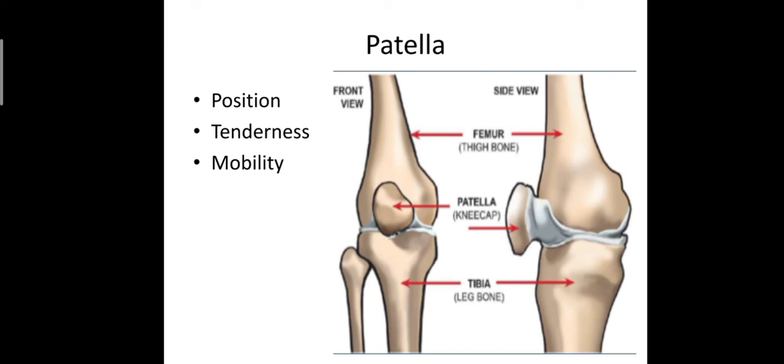Mobility. The patella can normally be moved up and down and side to side up to 25 to 50% of its width in both directions. Mobility is maintained or restricted in case of retropatellar arthritis.